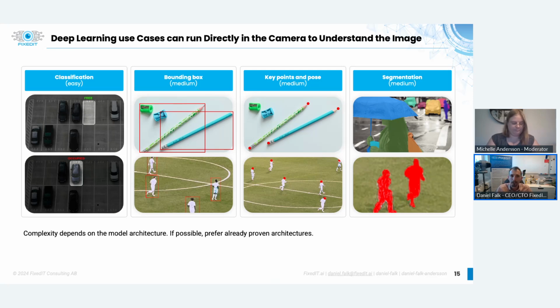And generally we can say that bounding box architectures are typically limited by the operations they use, whether the operation is supported in the deep learning accelerator or not. While key points and segmentation are more often limited by the sizes of tensors. So if you have too big tensors, then they might not fit in the DLPU and it will not run in the camera.